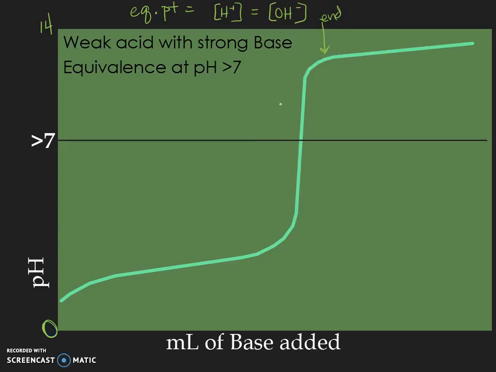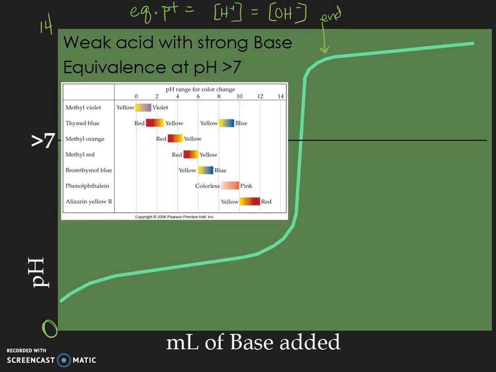All right, so what kind of indicator would we use for this? Well, if we had a weak acid mixing with a strong base, we're going to end up with a weak base solution. So we would have to have something that has a color change that happens more in the light basic area. And so the best thing for us to use there would probably be phenolphthalein, maybe even alizarin yellow if we had it, but phenolphthalein would be the more common one that you would see there.